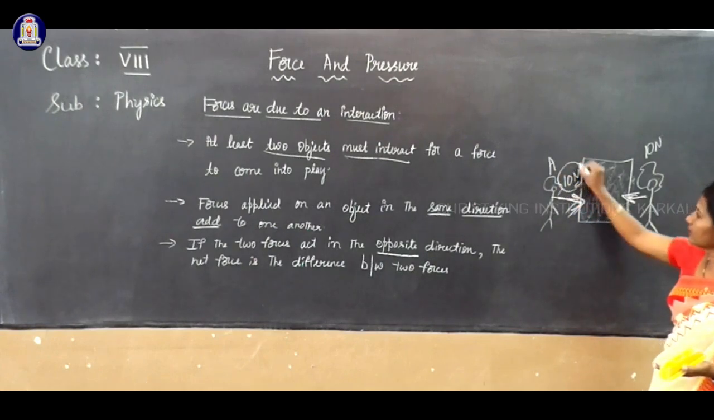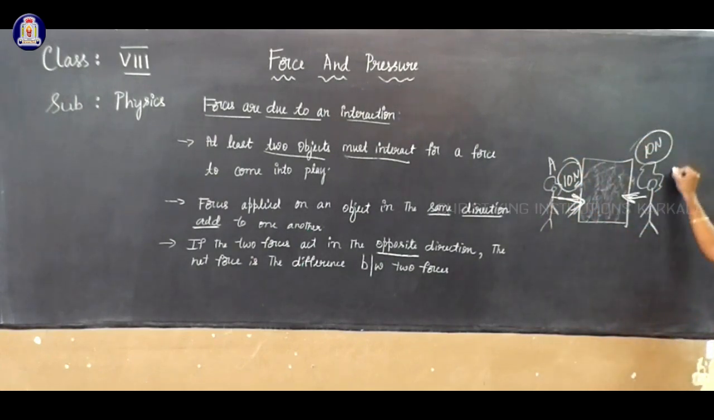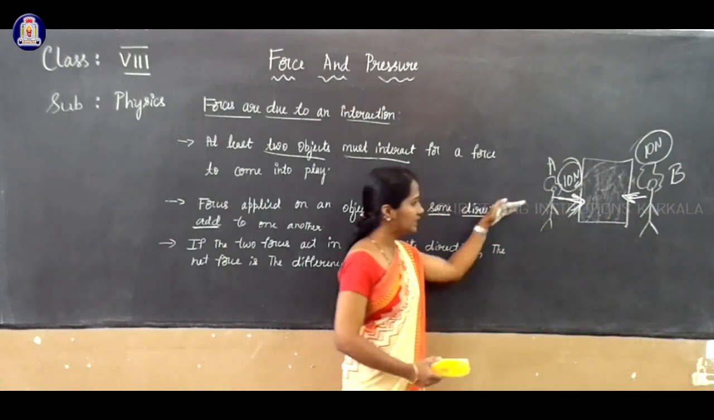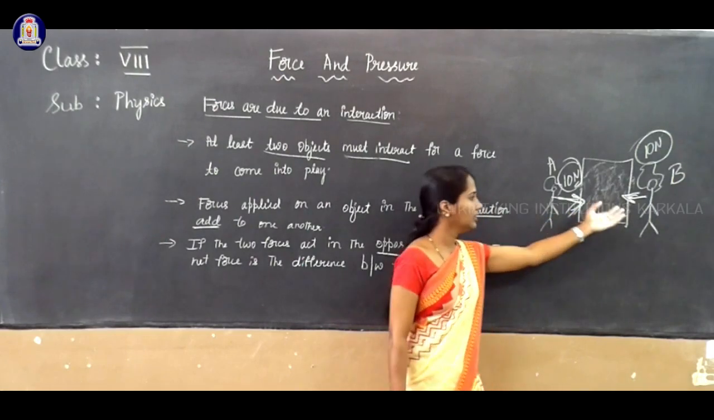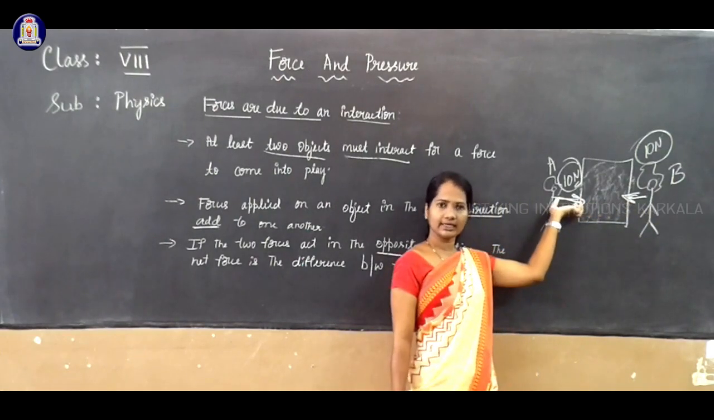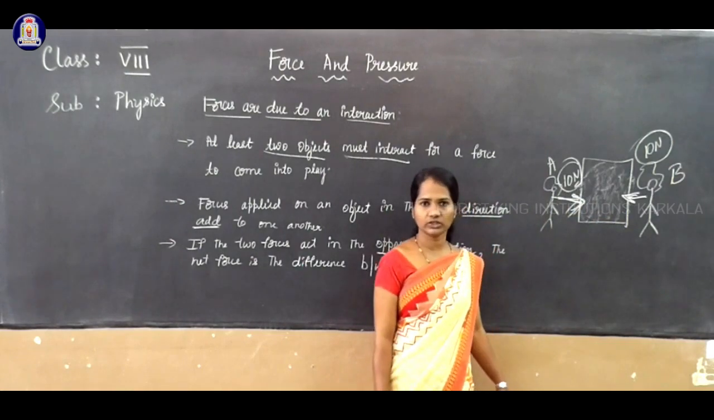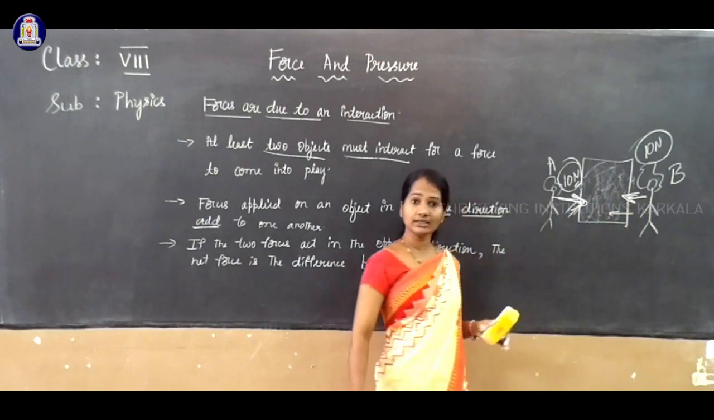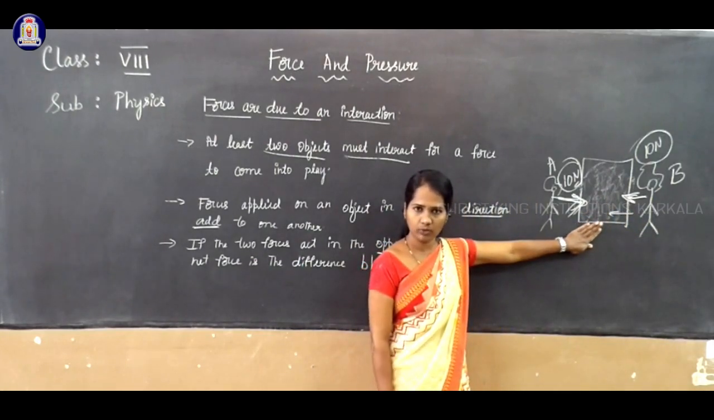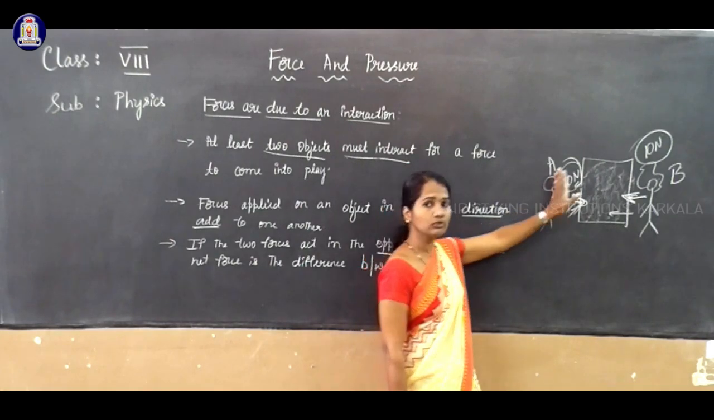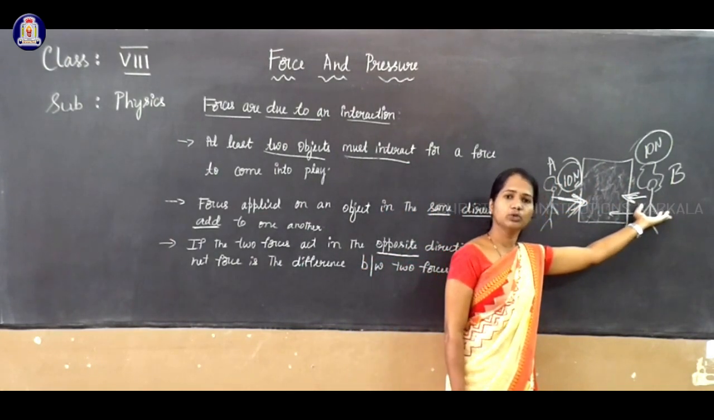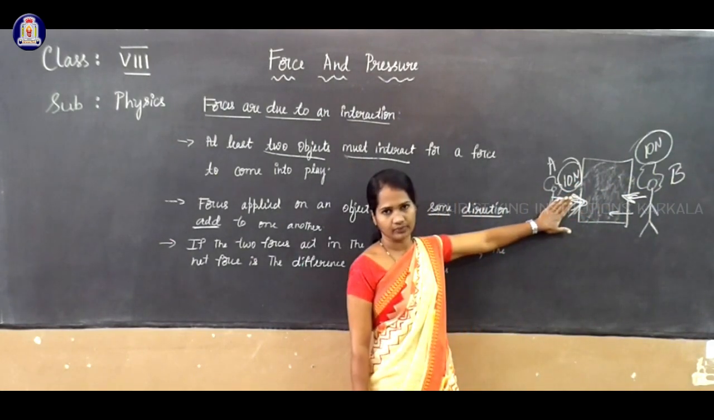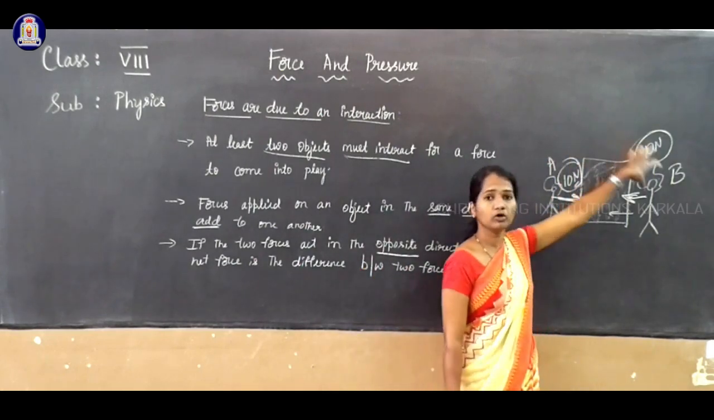He is also applying 10 Newton force. This is person A, applying 10 Newton of force in the right direction, and this is person B, applying in the left direction. So what is the direction of the forces? The directions of the forces are opposite to each other. They both are pushing the box, but the second person is pushing in the opposite direction of the first person. Both are applying the same amount of force.